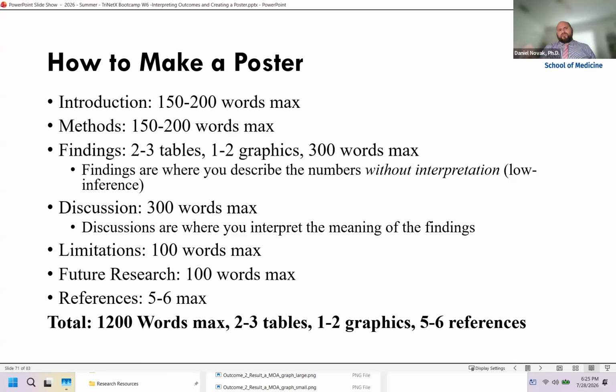Should you find you need it, you can go and download it. But basically, roughly 1,200 words is what you're working with. If you want to go and review this breakdown here, this will tell you pretty much how much you can expect to be able to fit into these different areas.